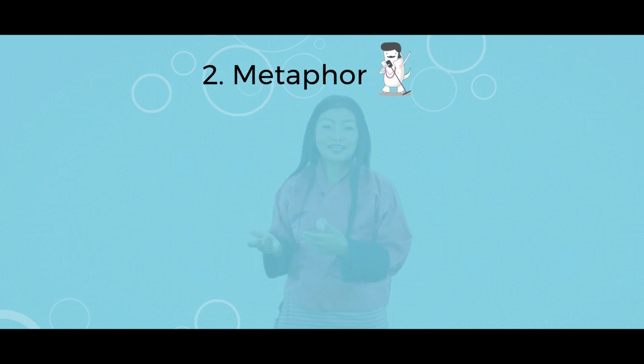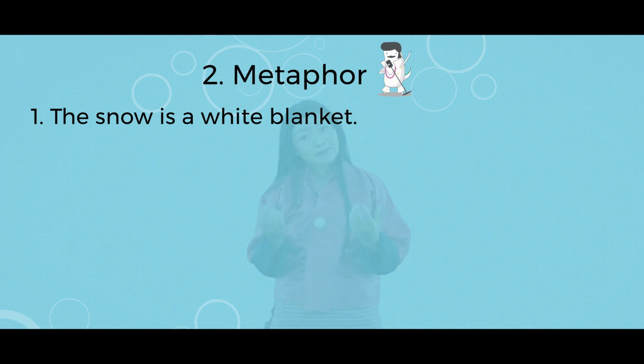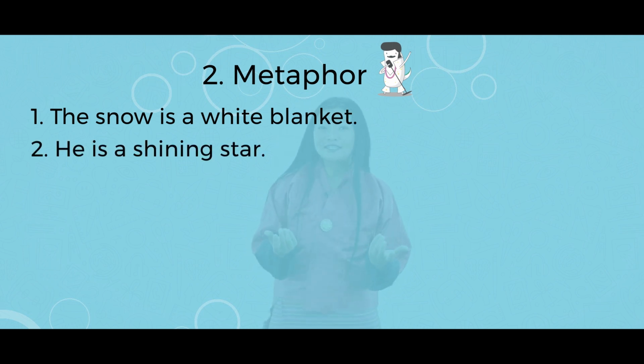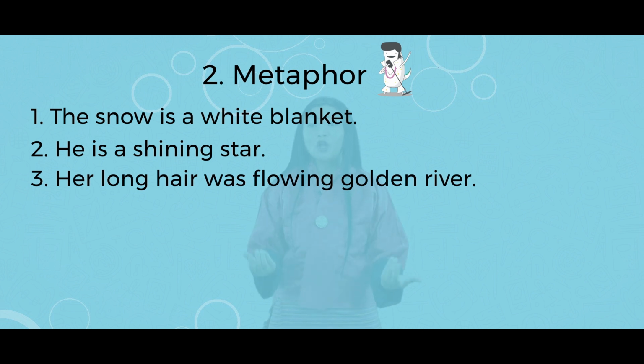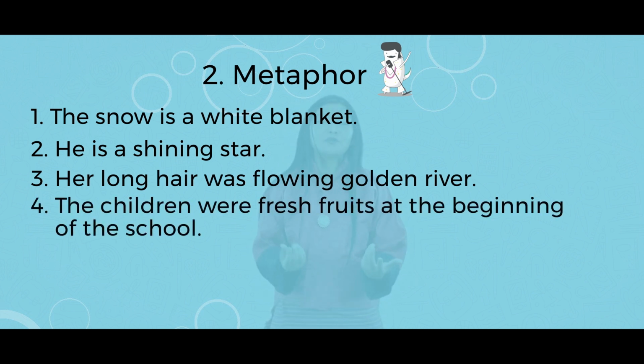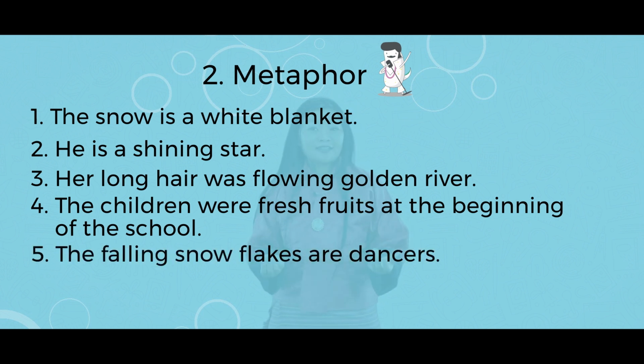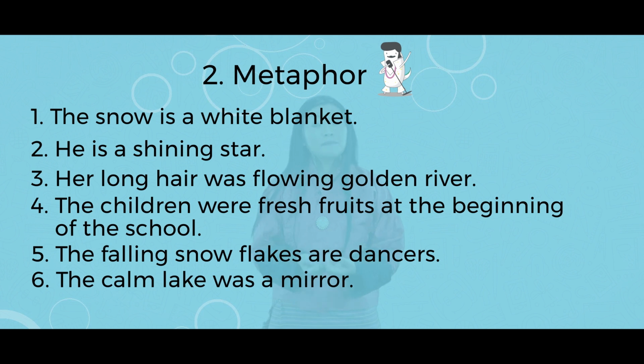The simple, common example that we use is, she is the apple of my eye. Can she be an apple of your eye? No, right? So it is just a comparison, but we don't use as or like. The other examples, please listen very carefully. The snow is a white blanket. He is a shining star. Her long hair was a flowing golden river. The children were fresh fruit at the beginning of the school. The flowing snowflakes are dancers. The calm lake was a mirror.